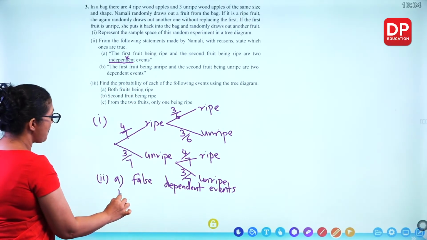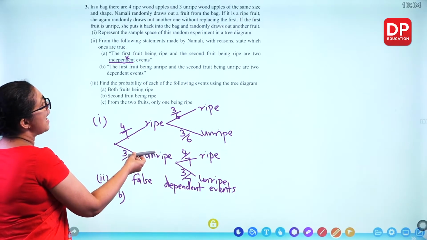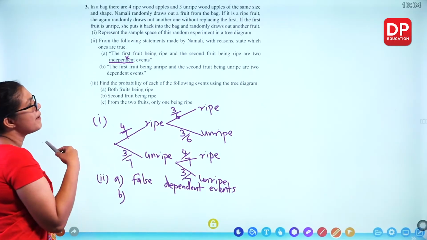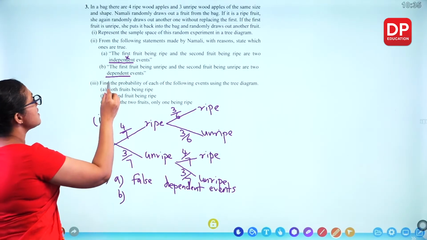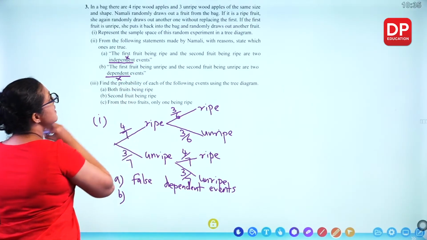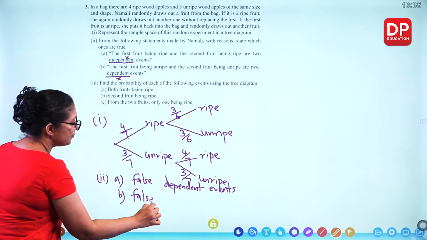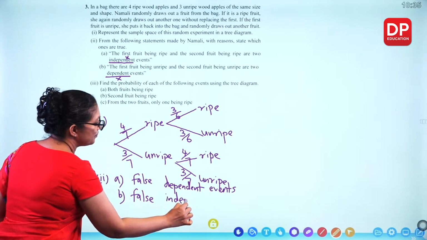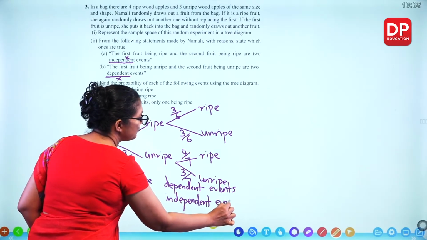Part B, the first fruit being unripe and the second fruit being unripe are two dependent events. So here that's also wrong. Second time put it back means this should be independent. So this is also false. This should be independent events.